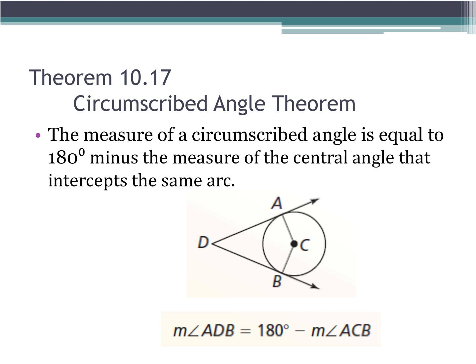Now we have theorem 10.17, which is the circumscribed angle theorem. The measure of a circumscribed angle, oh my god, I can't say that word today, is equal to 180 degrees minus the measure of the central angle that intercepts the same arc. So we have angle ADB, this one right here, is going to be 180 minus ACB, ACB being the central angle. So we're going to find the measure of the circumscribed angle by subtracting the central angle from 180. The key word right there is central.